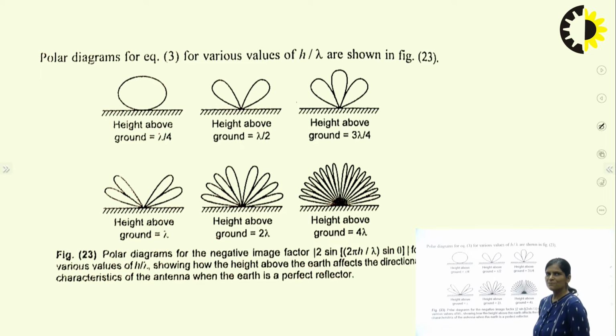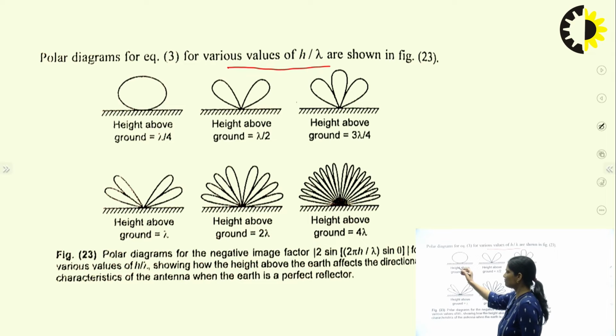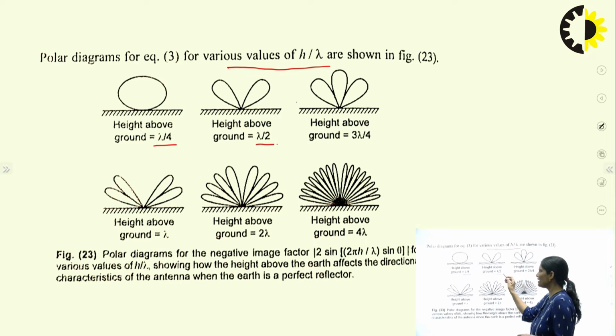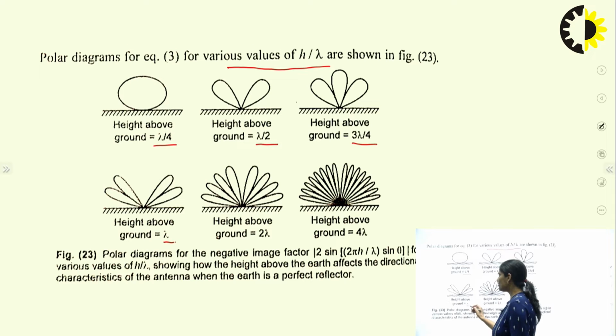Now polar diagrams for this previous equation, for various values of h by lambda. Here you can see the radiation pattern, the polar diagram, when the height above the ground is lambda by 4. So this is your polar diagram. Now height above the ground lambda by 2. So this is your radiation pattern. Height above ground 3 lambda by 4. So this is the radiation pattern. If you have height above ground lambda, this is the radiation pattern.